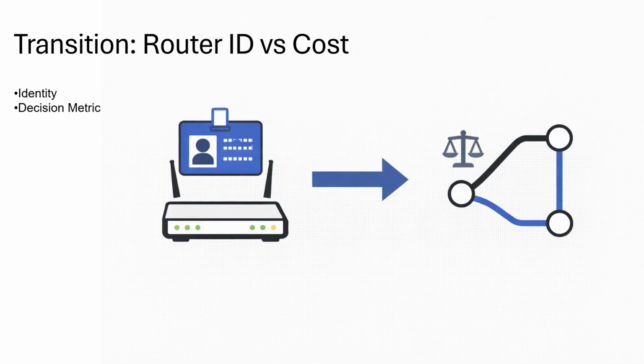Now let's pivot. Router ID answers, who is this router? Cost answers, which path should I choose? So router ID is identity, cost is decision making.